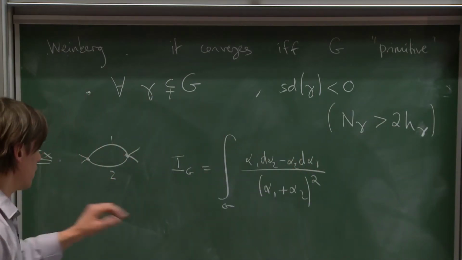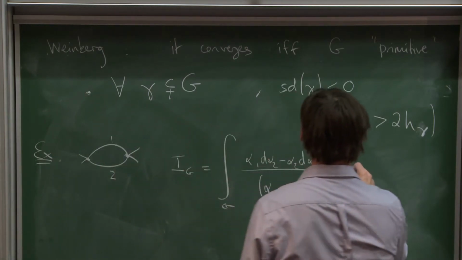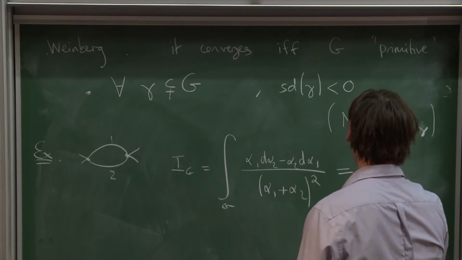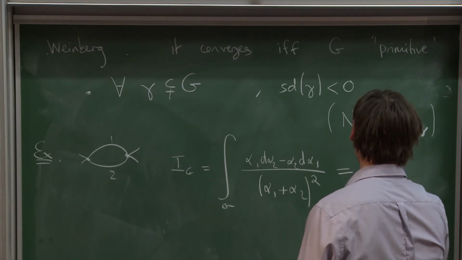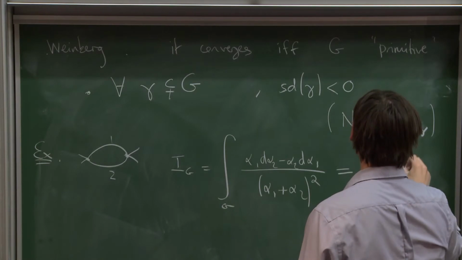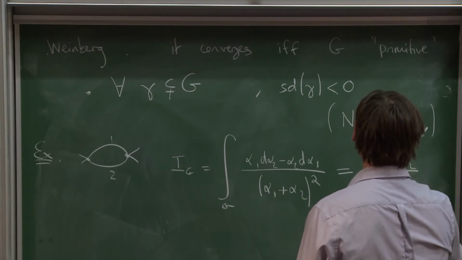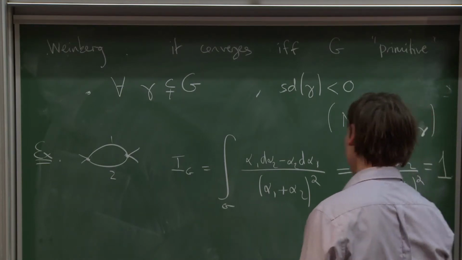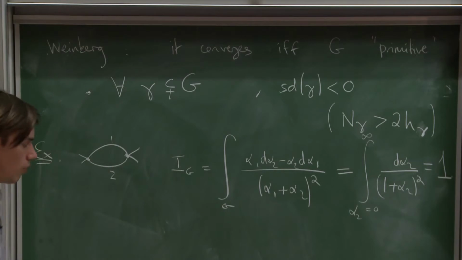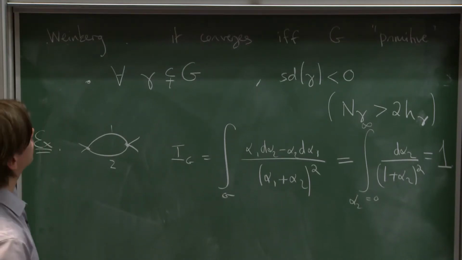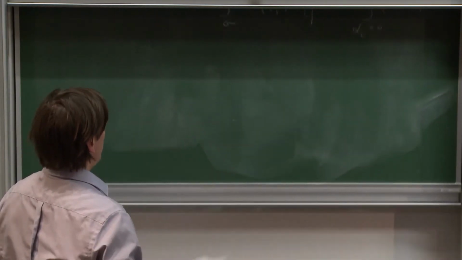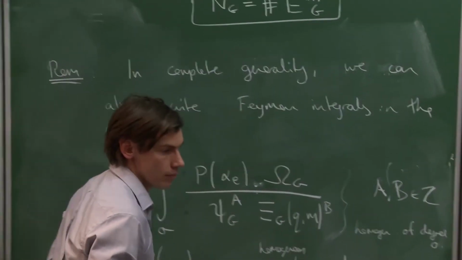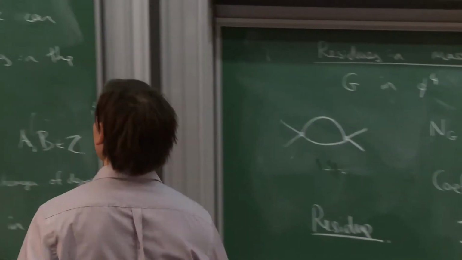Absolutely. So to work this out, we work on an affine chart. Let's say alpha 1 equals 1. So alpha 2 goes from 0 to infinity, d alpha 2 over 1 plus alpha 2 squared, and that is the number 1. So the residue of this graph is just 1. That's easy enough. And after that, they get a lot more difficult, as we'll probably hear more about this afternoon.